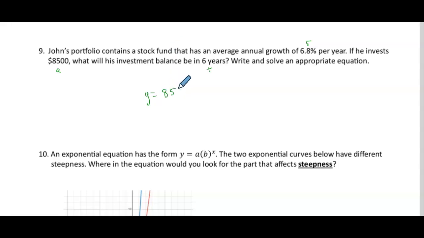Right, 8,500 times 1 plus 0.068, and then the time is 6 years. You put all that in your calculator, should get 12,613 and 81 cents. So those are just a matter of getting the numbers in the right spots.